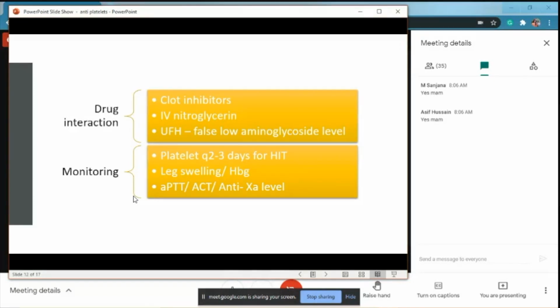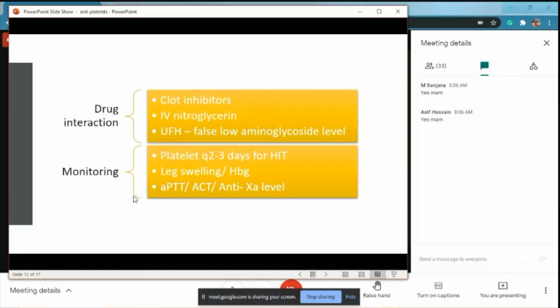Leg swelling. So basically the monitoring is just to make sure if there is a response to the therapy. So when it comes to DVT, we monitor for the leg swelling, just to monitor for the improvement in DVT, if there is a decrease in the leg swelling or increase in the leg swelling. And for bleeding, we go with the hemoglobin.